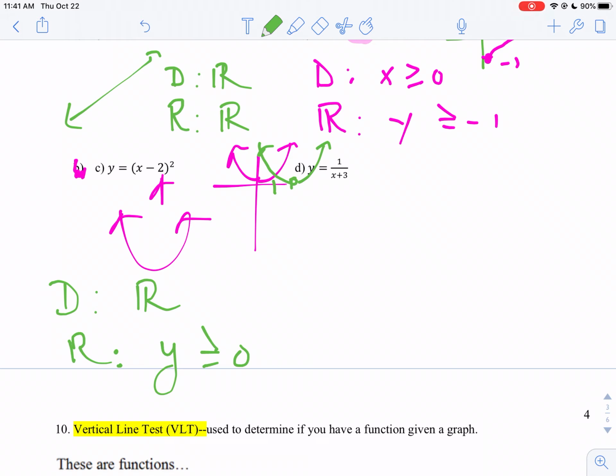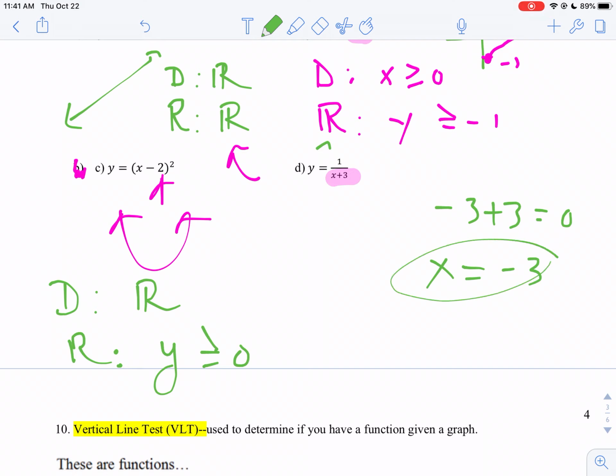And this last one, D, you have your inverse function. Just know that you cannot divide by 0, and this is answering the question, what can x be or what can't x be? If you already know that you can't divide by 0, ask yourself, what's going to make that denominator equal to 0? Everybody will know that -3 plus 3 becomes 0, so x cannot be equal to -3, and that's basically your domain. So your domain is all real numbers, but x cannot be equal to -3.